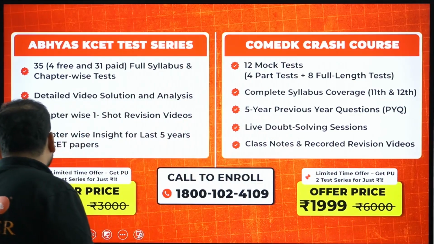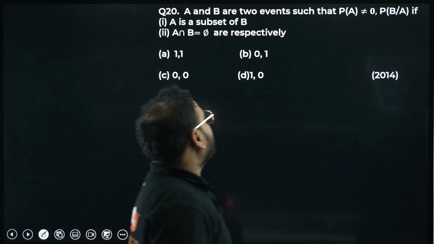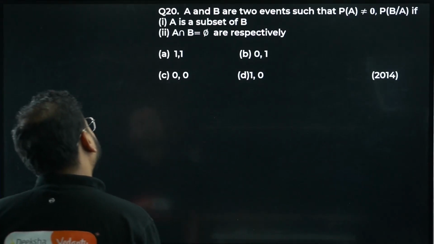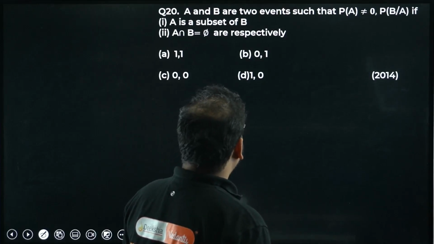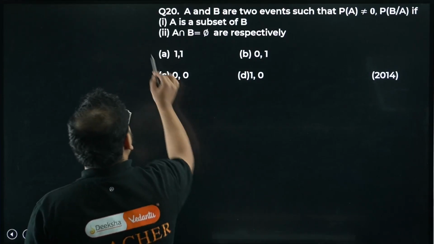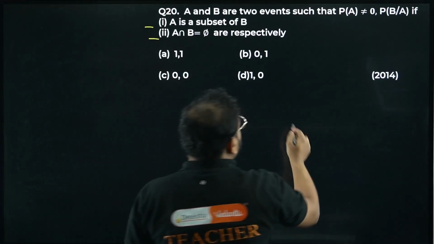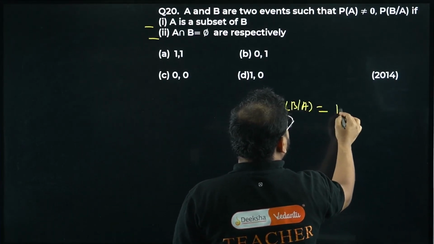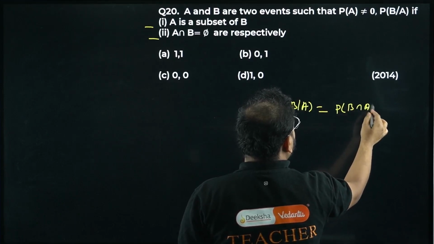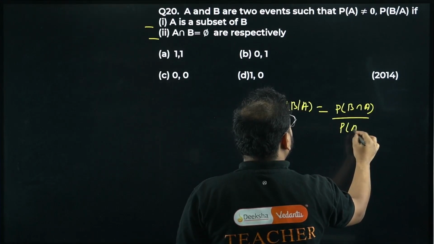Let's move on to question number 20. So we have A and B are two events such that P(A) is non-zero. Of course, P(B|A) we are looking to find. There are two conditions given, condition 1, condition 2. Let's apply both of them. So first of all, we'll write the formula for P(B|A). We have P(B intersection A) upon P(A), right?